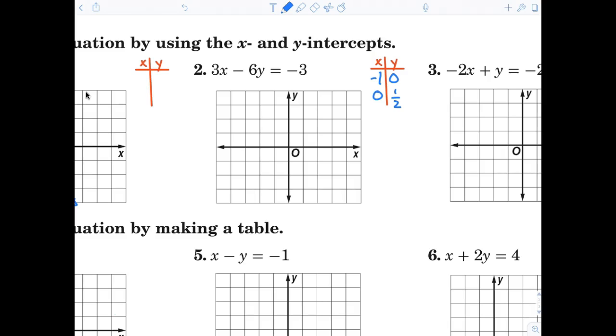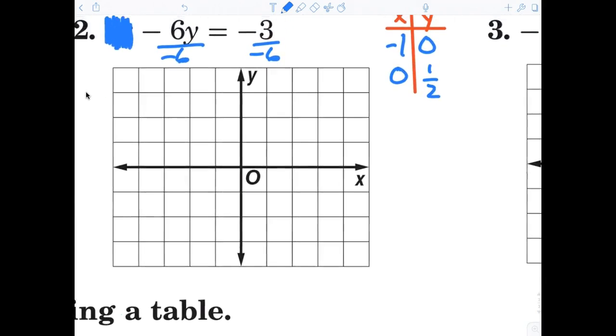I'm sorry. So again, let's go in super slow motion for some of you. Here we go. I'm at negative 6y equals negative 3. Somewhere between 0 and 1 is 1/2. Now, divide by negative 6. So think of it in terms of a fraction. 3/6 reduces to 1/2.